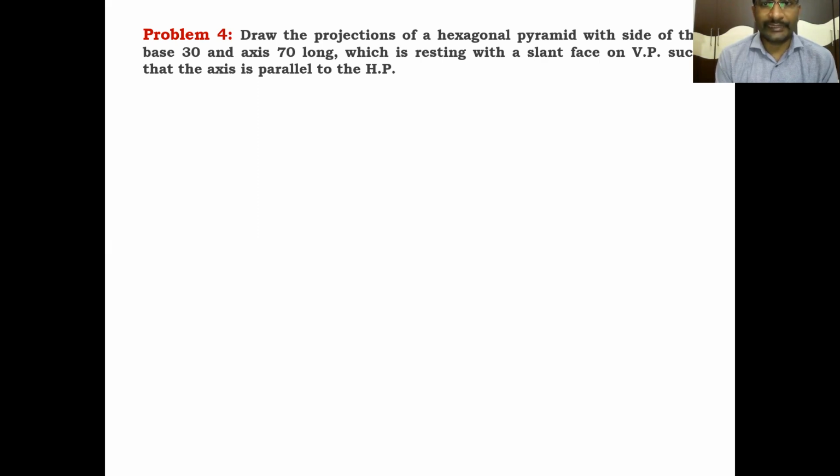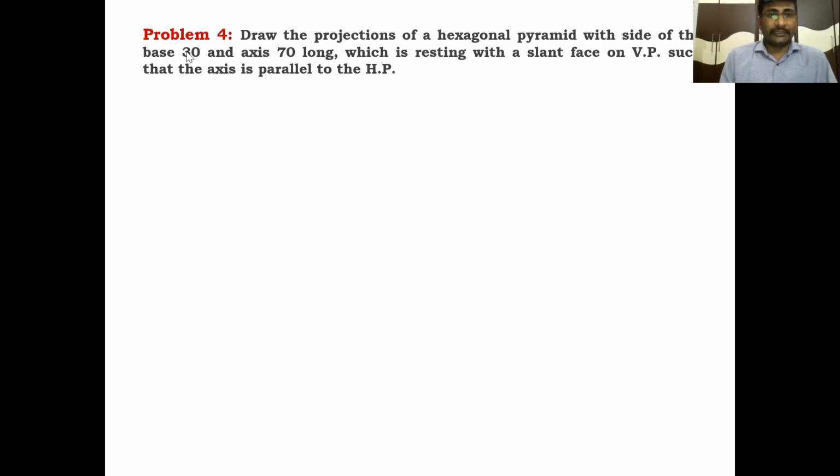Draw the projections of a hexagonal pyramid with the side of the base 30 and axis 70 long, which is resting with a slant face on VP such that the axis is parallel to the HP. This is the 4th problem, in which the hexagonal pyramid has 6 base edges, 6 triangular faces, and 6 slant edges with 1 apex. Isn't it? A pyramid is nothing but something having 1 base and 1 apex.